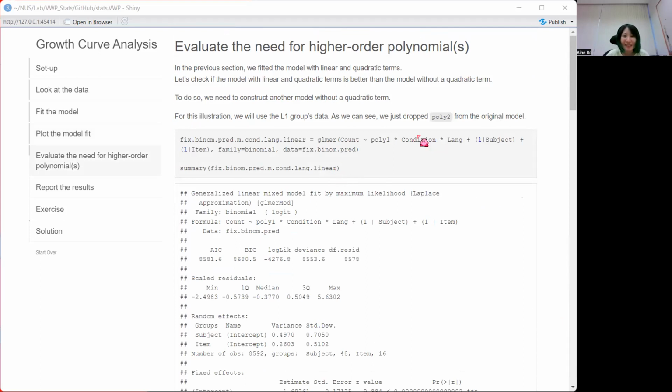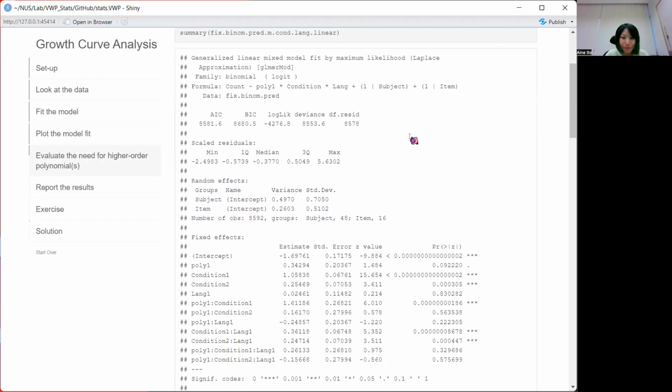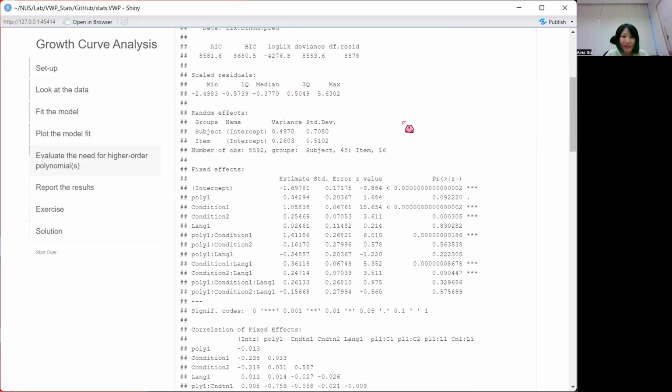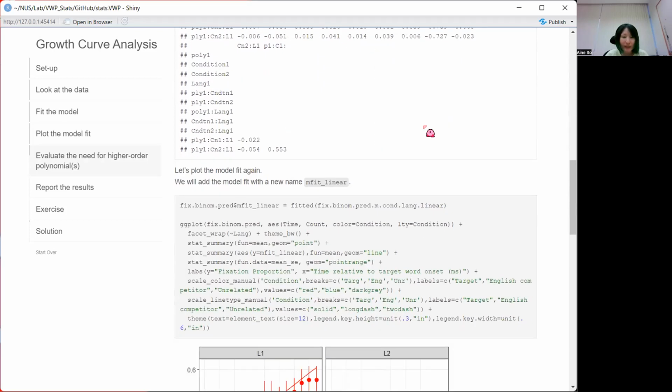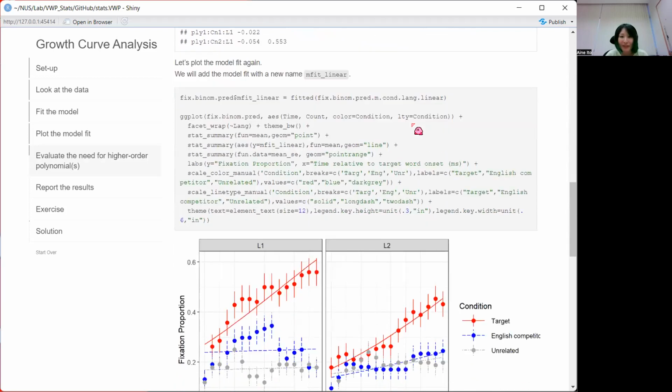But how we can check that is we can just drop the poly 2 term from the model, right? So let's say I'm just modeling that as a linear model. The same model here, but I dropped poly 2 from the model. So we're just looking at the interaction of poly 1 by condition by group, right? There's no longer poly 2 in the model. And we can just run this, then check the model fit, right?